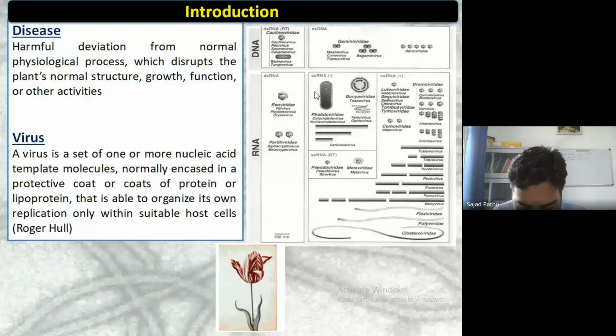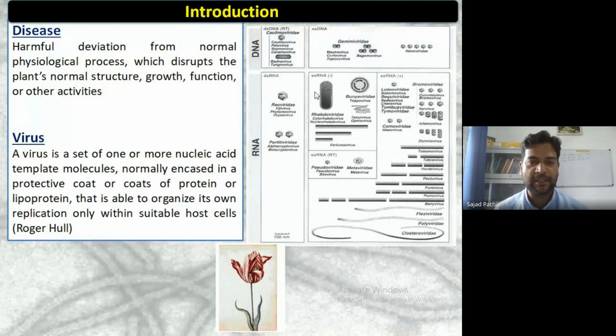Everybody knows how the virus created havoc in 2020. COVID-19 is a very important and famous disease which we encountered in the last two to three years. So virus is a very important pathogen, and it is actually only nucleic acid with a coat protein, a protein shell around it. It is just a game of nucleic acid only, encased in the coat protein.